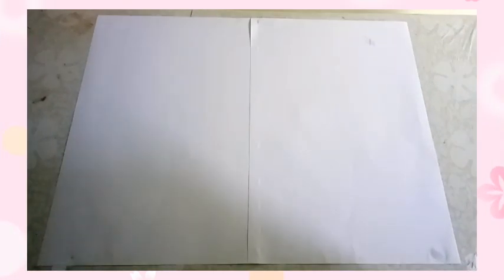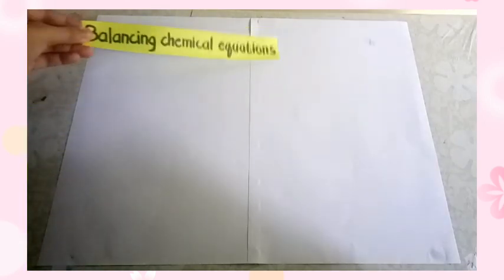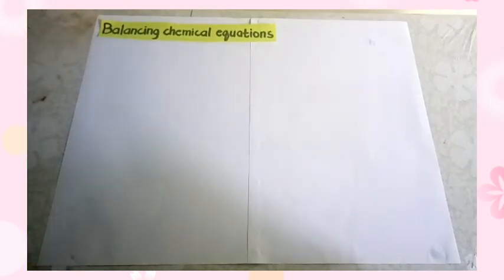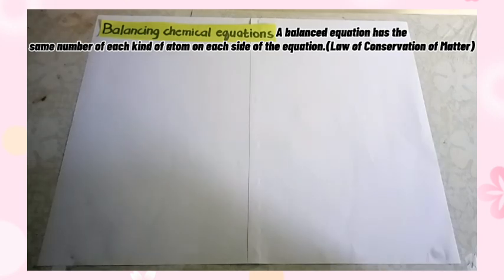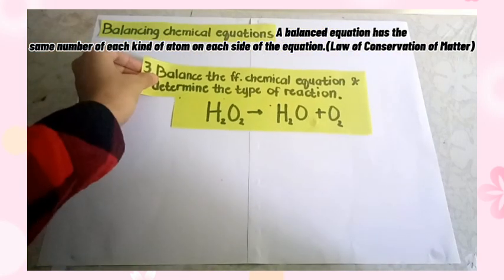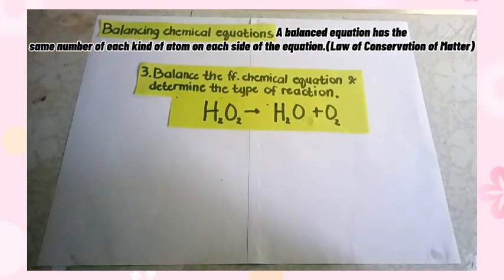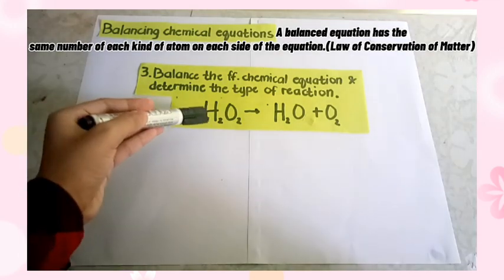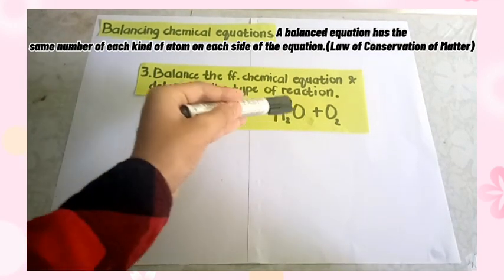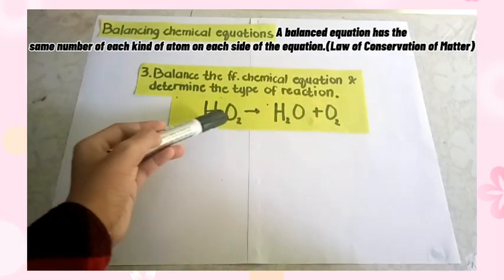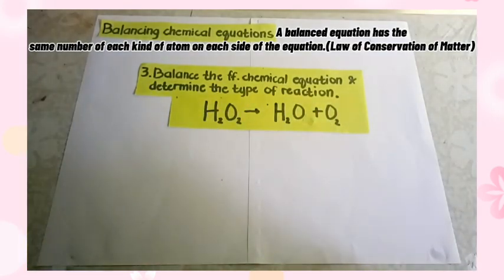The next question that we are going to answer is all about balancing chemical equations. A balanced equation has the same number of each kind of atom on each side of the equation, the law of conservation of matter. So the number 3 question that we are going to answer is: balance the following chemical equation and determine the type of reaction, H2O2 yields H2O plus O2. So we are going to balance this chemical equation.